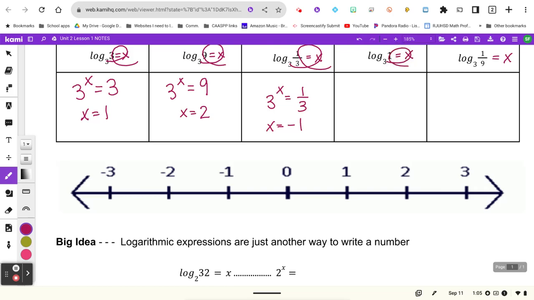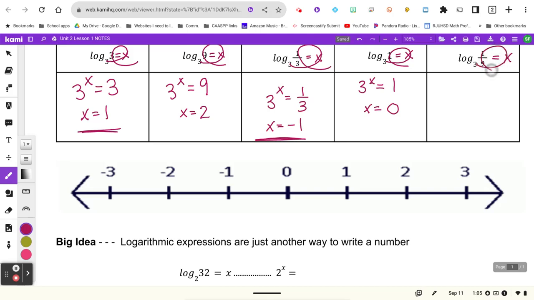Go to the next one. 3 to what power gives us 1? Well, we know it's not 1 because over here, 3 to the first power gives us 3. It can't be -1 because that will give us 1/3. We know it has to be between those two numbers, and it's actually going to be 0. Anything raised to the 0 power is always going to be 1, no matter what.